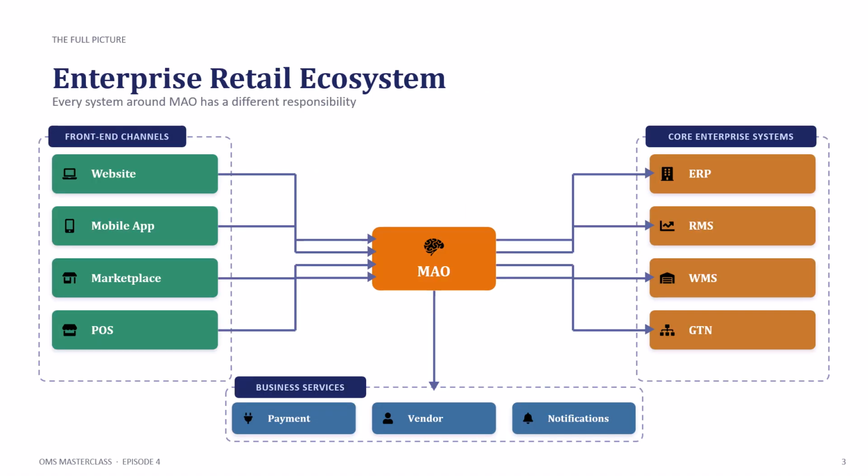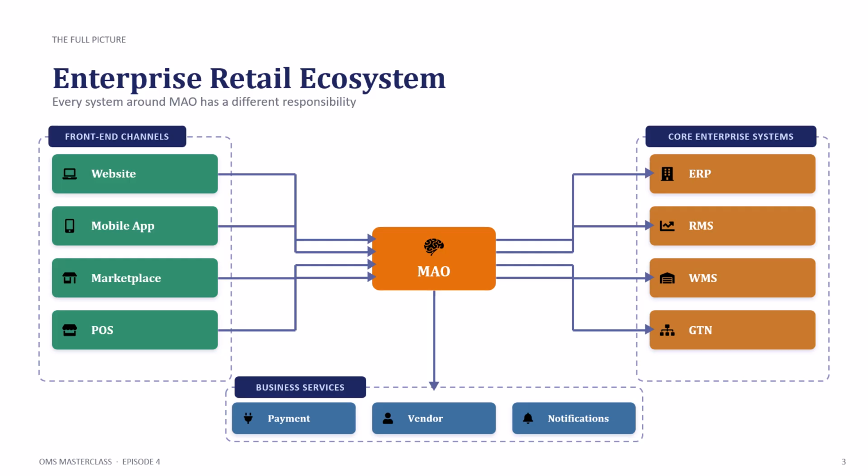So, this is what a real retail ecosystem looks like. At first, it might look like there are a lot of applications connected together, but once you understand the flow, it actually becomes pretty simple. Let's start from the left. These are the front end channels where customers interact with the business, like the website, mobile app, marketplace, and POS, which stands for point of sale. Whenever a customer places an order through any of these channels, that request reaches MAO.